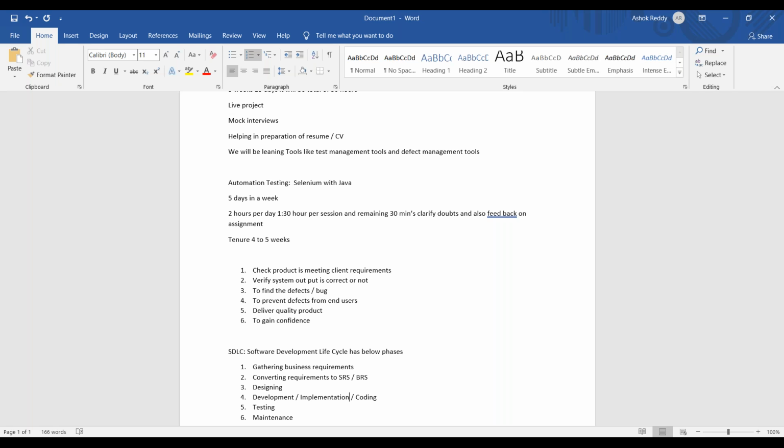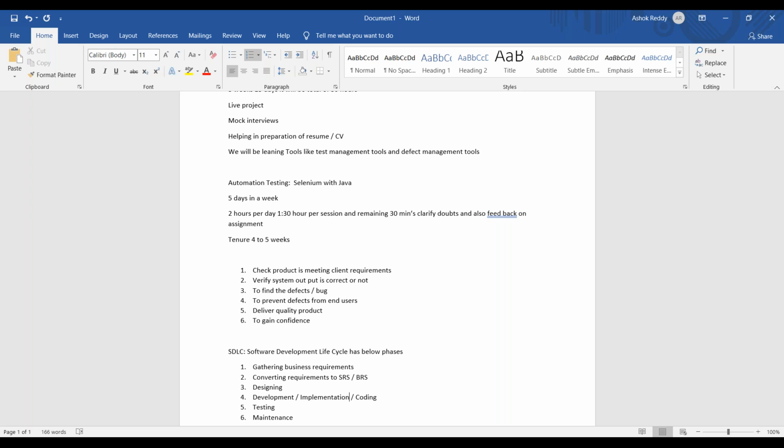Once you gather the business requirements, convert them into SRS or BRS. We just talked about what SRS and BRS are, which is nothing but writing down all those requirements into a document, called the SRS or BRS document, right? Now, once the SRS or BRS document is ready, then it goes for the designing. So you need to design the architecture of the system.